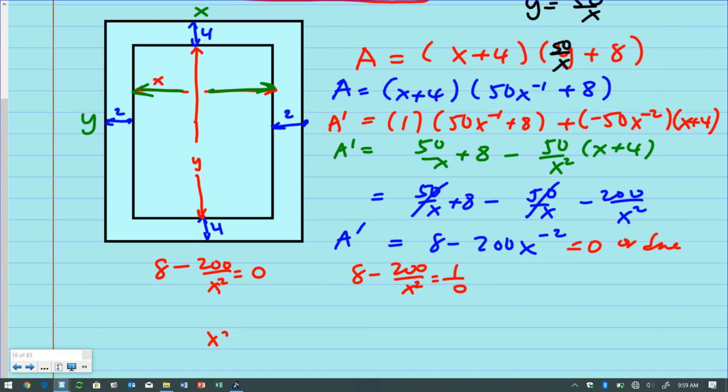Okay, so if we do a common denominator, do you see you'll get 8x squared minus 200 over the quantity x squared?